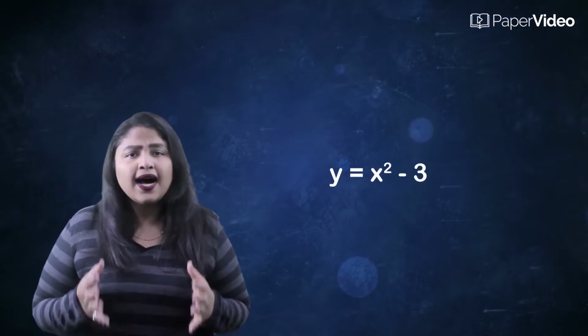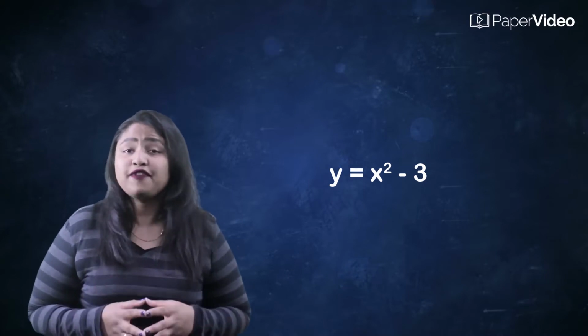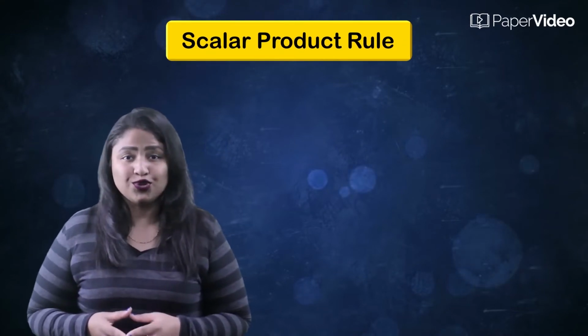Now the question is, how do we differentiate explicit functions? There are 4 rules that we can use to differentiate such functions. Let us discuss them one by one. First, we have the scalar product rule.